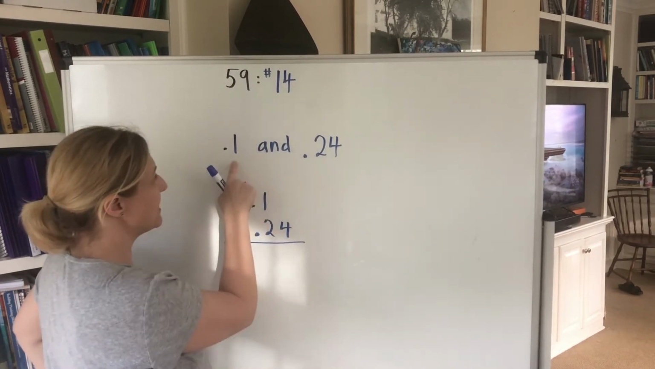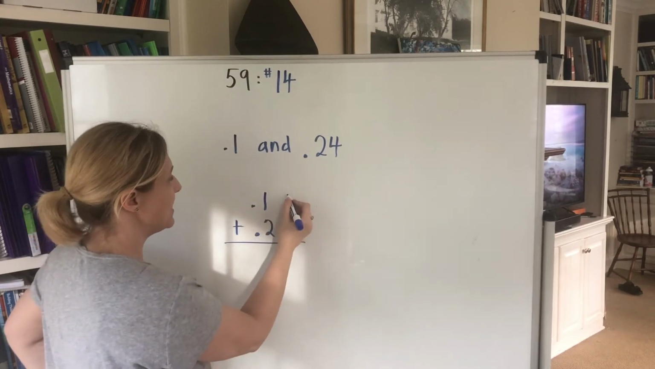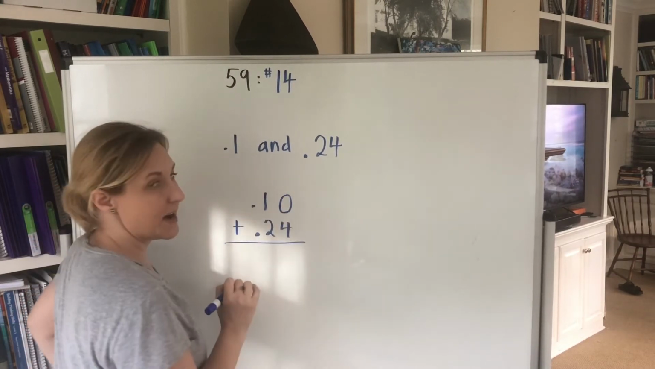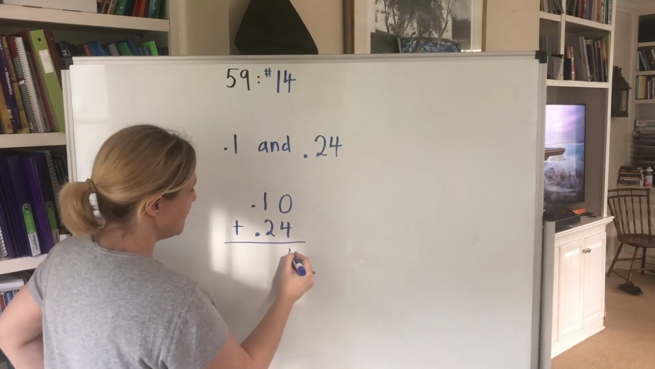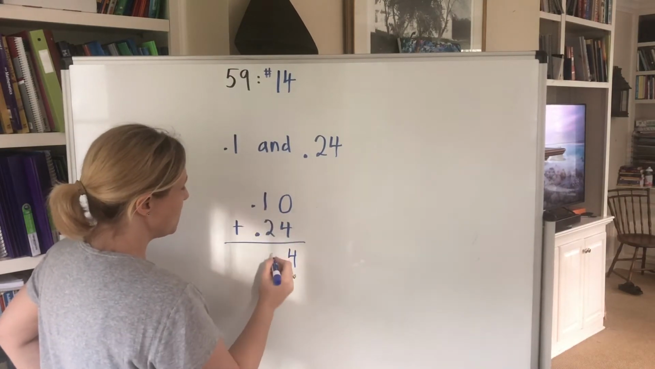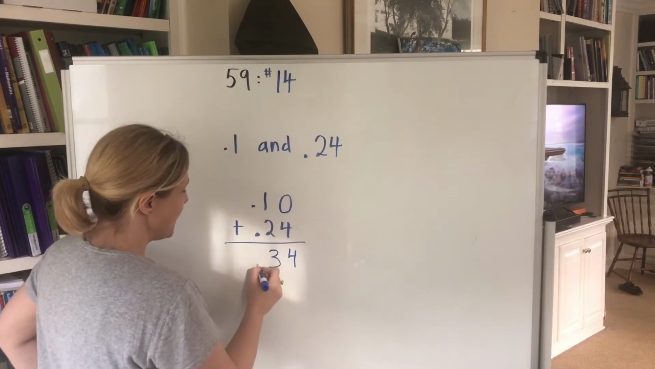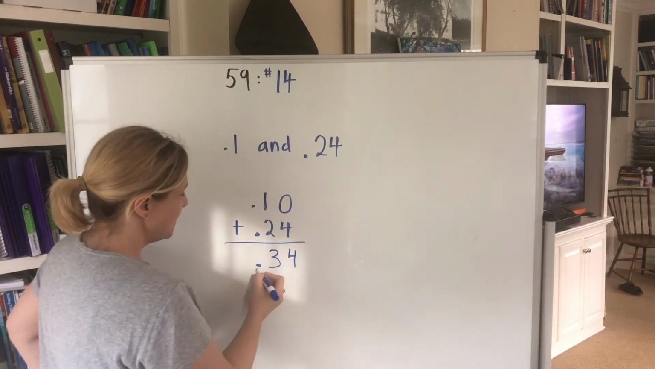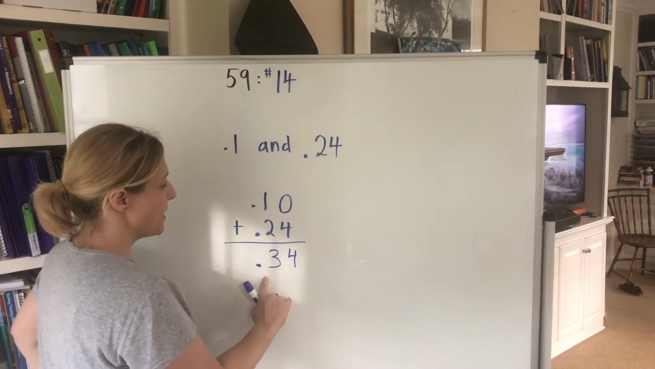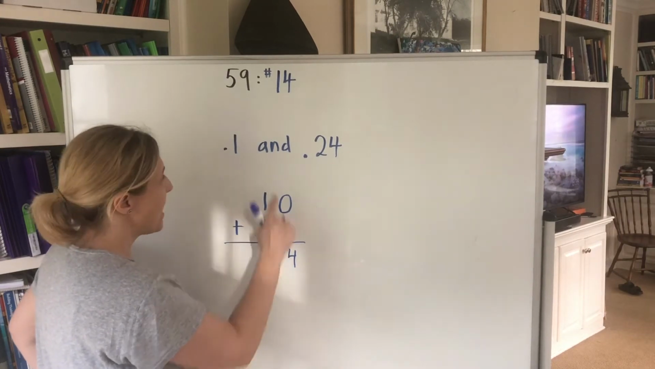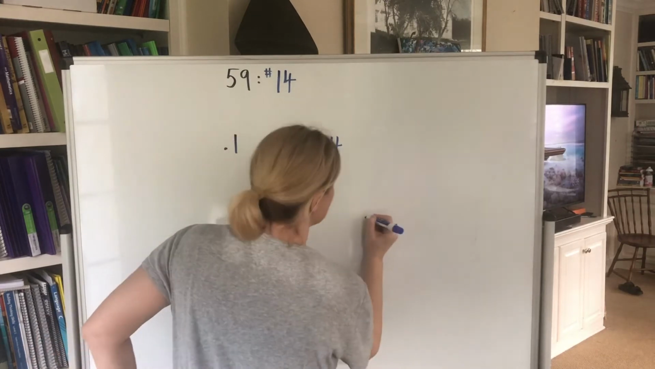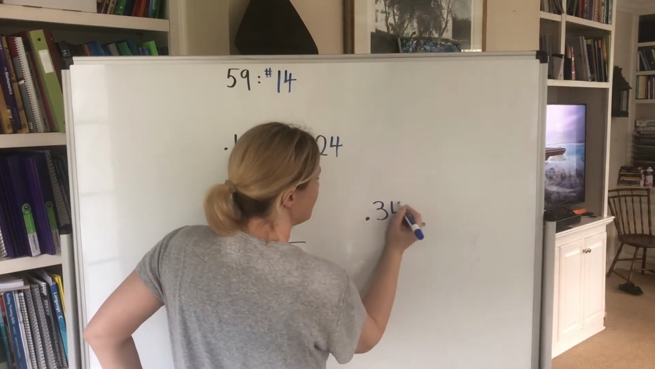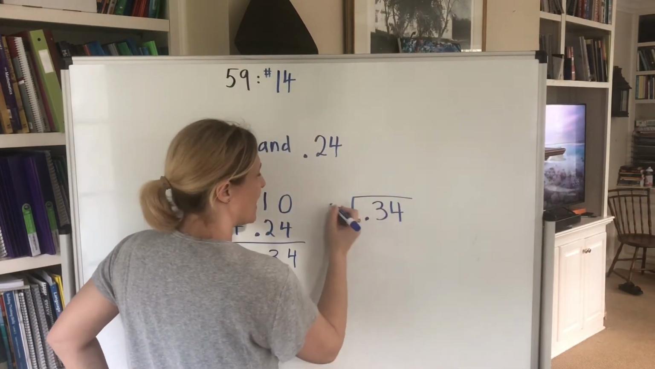That's going to be like saying 0.10. We'll go ahead and annex a 0 so we don't mess up. 4 plus 0 is 4, and 2 plus 1 is 3, and I'll bring my decimal straight down. So now we need to divide 0.34 by 2 so that we can find the halfway point. 0.34 divided by 2.